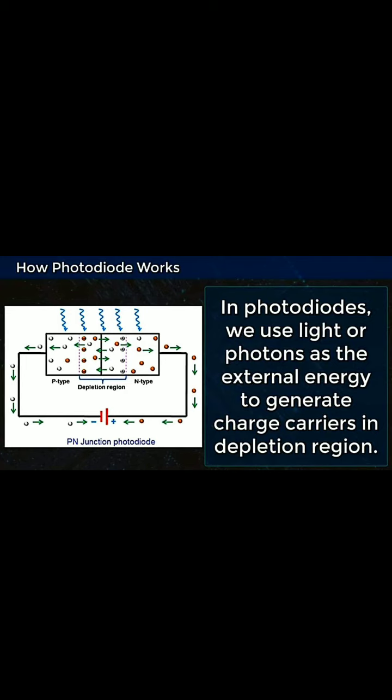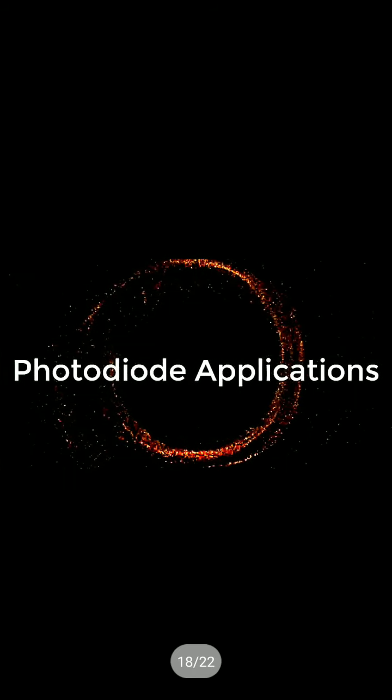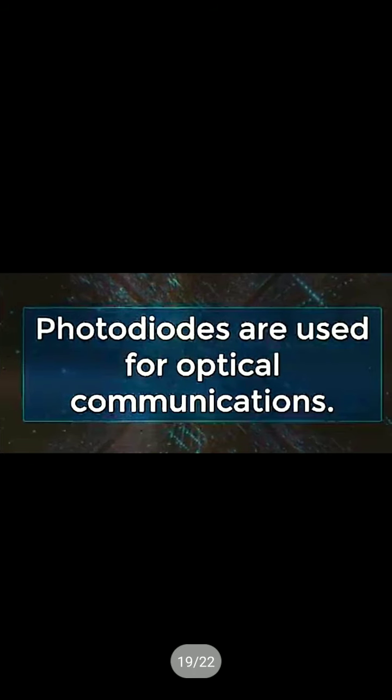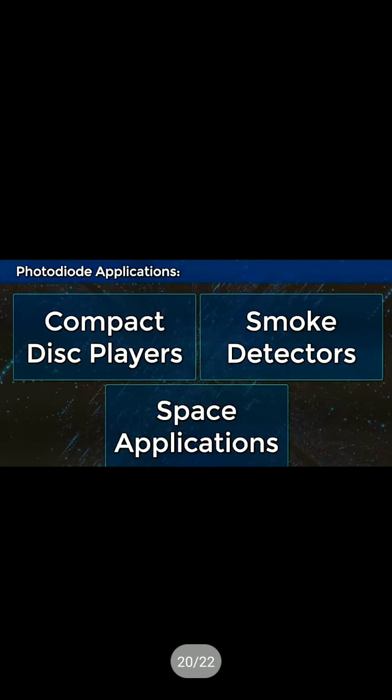This photodiode can detect optical signals. That means the photodiode is also used to detect optical signals. Let's see the photodiode applications. A photodiode is used in optical communication, which we already discussed once in a counter. A photodiode is also used in compact disc players, smoke detectors, and space applications.